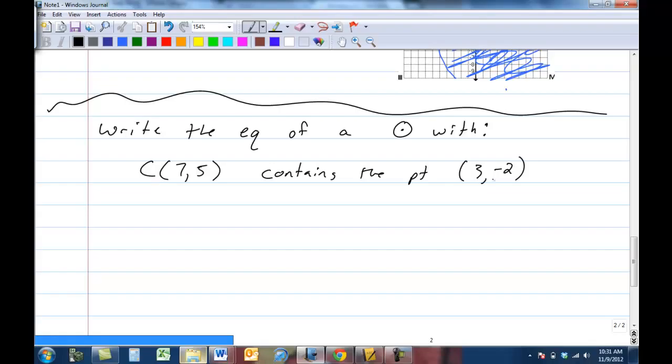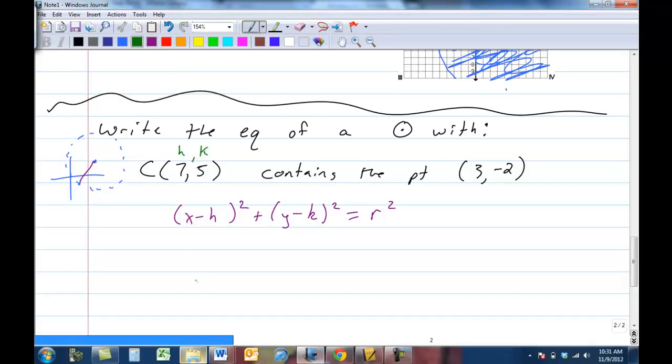All right, so we're going to find the equation with these characteristics. This is the center, and here's the point. So let's think about this. If we were to graph this, nothing fancy, 7, 5, the point 3, negative 2. This is the center, so that means there's some circle going around like this. Now we don't know this radius, but that's what we're going to find, along with the equation. So first thing we're going to do is x minus h quantity squared plus y minus k quantity squared equals r squared. Because this is the center, this is h and this is k.